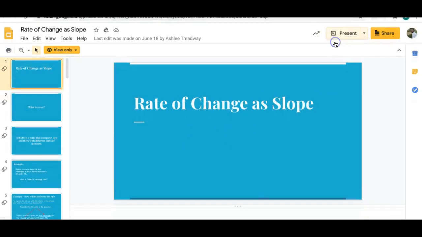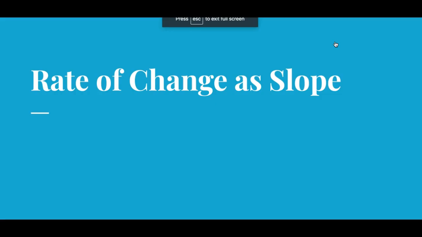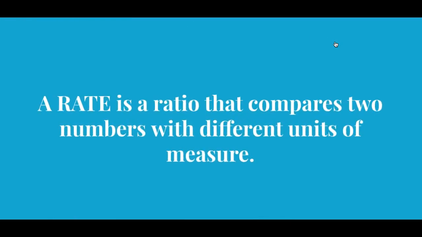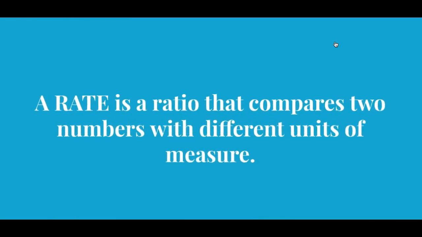Welcome to the last lesson in this summer session, and we're going to be talking about rates of change as represented as slope. Let's get into it. What is a rate? Nice little spin move. All right, so a rate is basically a ratio that compares two numbers with two different units.